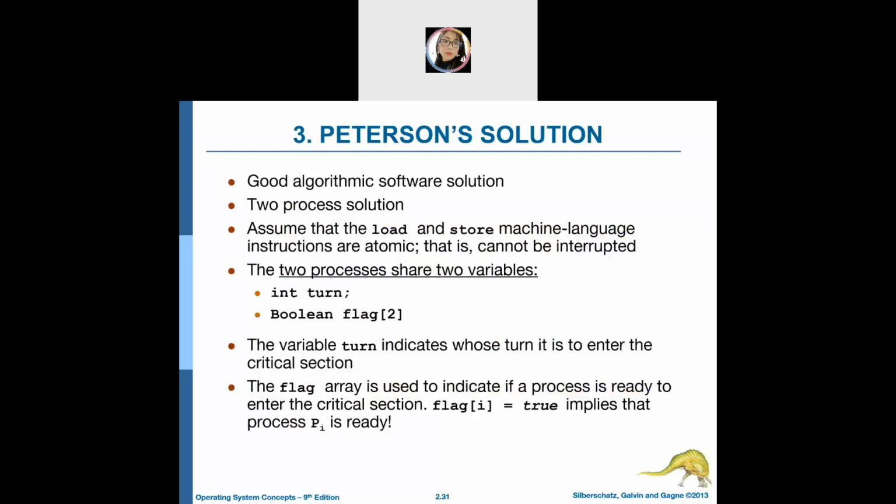Let's see the first thing, which is Peterson's solution, a good algorithm software solution. You have a two-process solution. Assume that load and store machine language instructions are atomic, that is, cannot be interrupted. This one you already know, but this is under Peterson's solution also. Two processes share variables, which are integer turn and boolean flag. The variable turn indicates whose turn it is to enter the critical section. So if you have several processes P1, P2, P3, it indicates which one will enter the CS. And the flag array is used to indicate if a process is ready to enter the critical section.